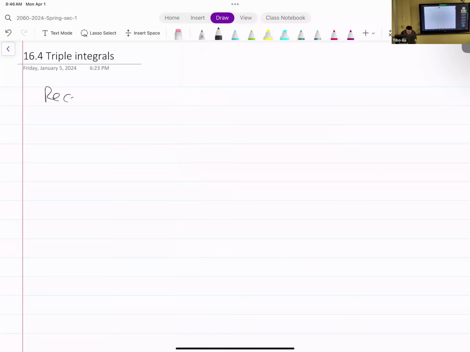Recall. In 16.1, we started with rectangles, where we have interval from A to B crossing interval from C to D. So the cross here, once again, is only a notation. It just says x value is cut between A and B, y value is cut between C and D.